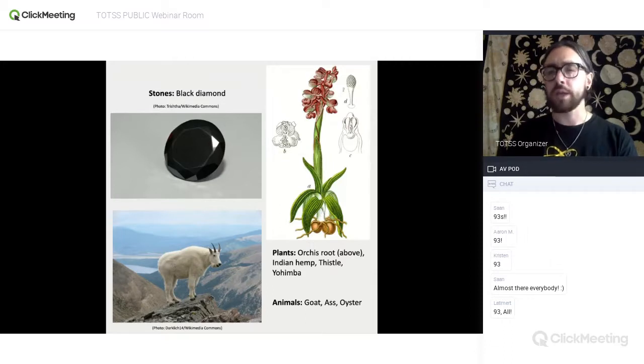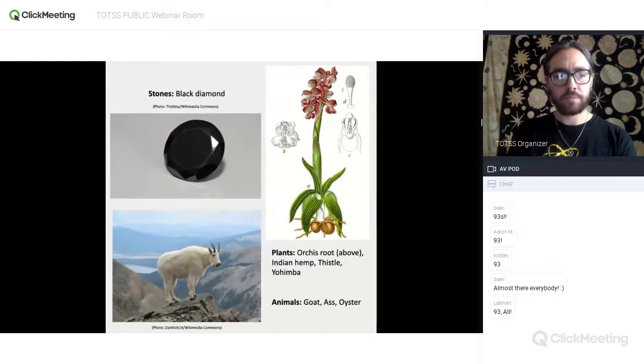I've seen people do it in different ways, but attributing it to Capricorn doesn't make a ton of sense for the actual drug. Also cannabis. Also the thistle, because it's hard and spiky, an intuitive connection to Saturn there. And also a plant called Yohimba, which is an African, I think it's a bark, an African plant that was used as an aphrodisiac.